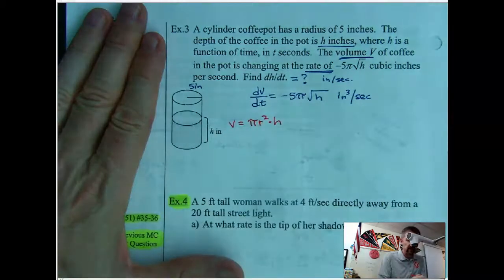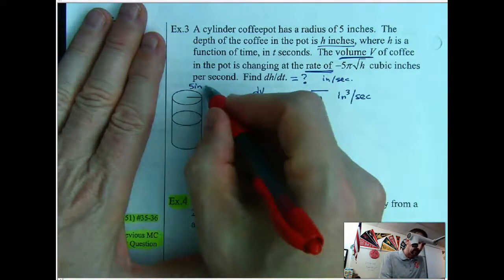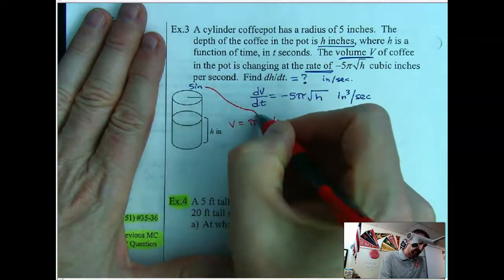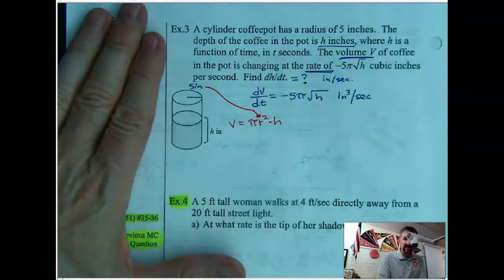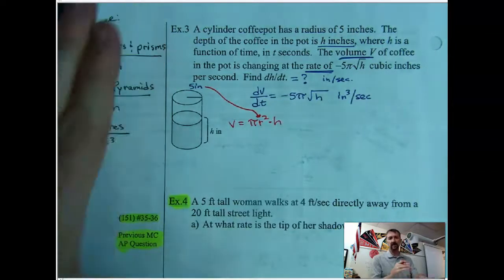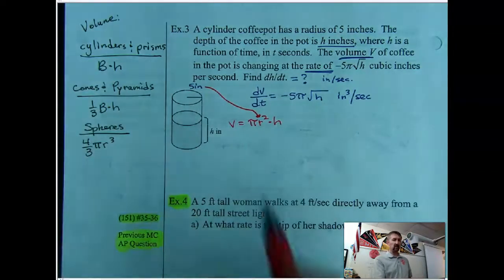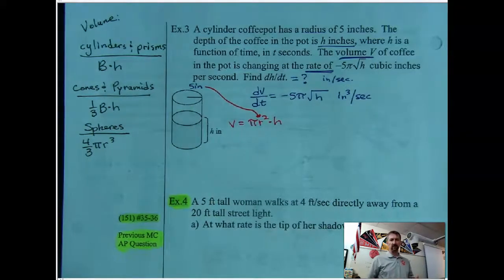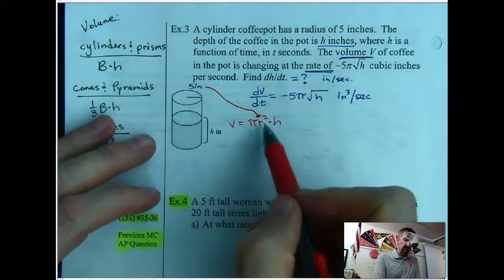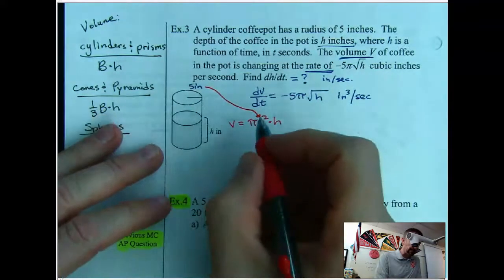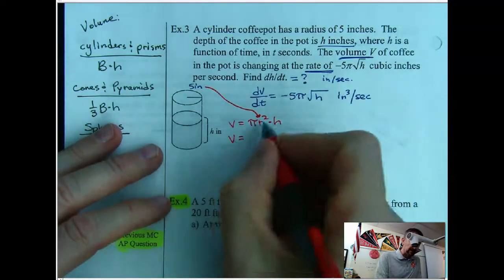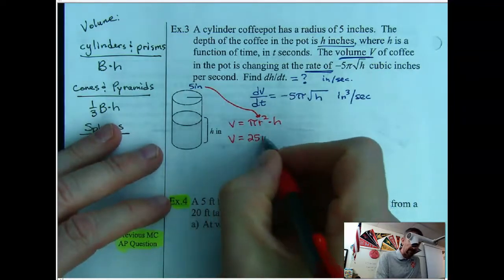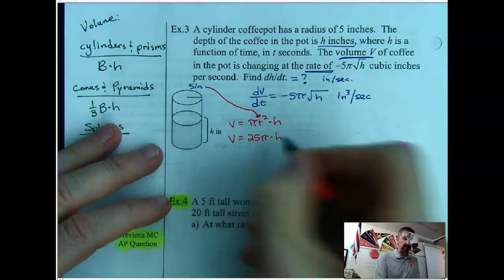So the thing that's a little bit unusual about this is a rare case where we would actually plug this in now, because r is not a variable in this situation. The radius is always 5. That's not going to be changing. So it doesn't really come into play. So our volume formula is actually going to be 25 pi times the height.